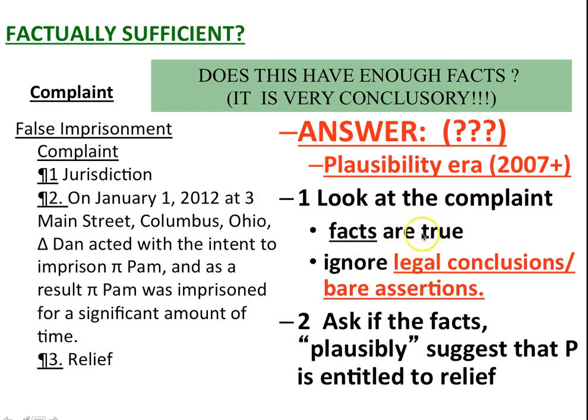This issue, what are facts and what are conclusions, is a tough issue, and you're going to have to look at the cases to see if you can work out how the court is distinguishing between facts and legal conclusions. Once we've worked out what in the complaint counts as facts that are presumed true, remember we now ask, do these facts suggest that plaintiff is plausibly entitled to relief? Not just possibly Pam could recover, but it's plausible to suggest she can.